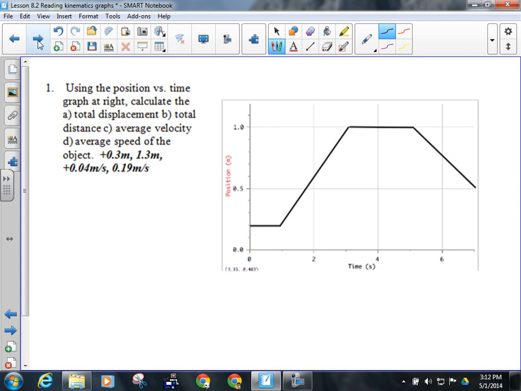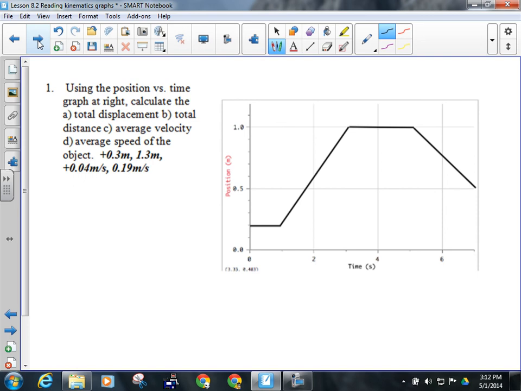Okay, I want to go over this graph together, and then I'm going to have you do a few of these on your own. So this is a position versus time graph. I want to calculate the total displacement of this object. So this position time graph shows me what? It shows me the position of the object at various points in time. So if I know where the object is at the beginning and where it is at the end, can I get its displacement?